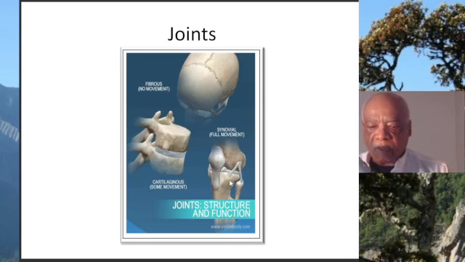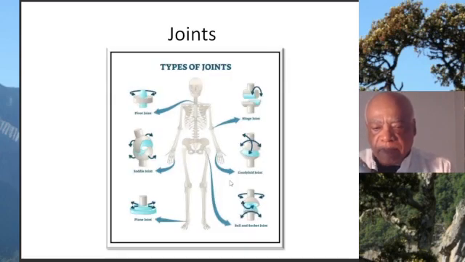The difference with the synovial is that it actually has a fluid and has a much more complicated joint and has the most movement. So let's look at the basic types of joints. You have a joint that will allow for rotation, and you have a joint that will allow for sort of a combination of rotation and flexing. So these are your 6 basic joints.